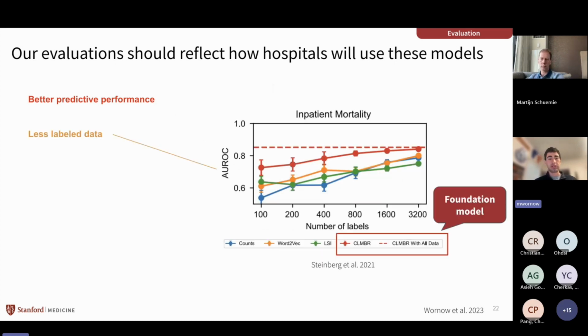The next key purported benefit of these foundation models, in addition to the model just being more accurate, is that they also require less labeled data. This was work from Ethan. The red line here is the foundation model. The x-axis is the number of labeled examples he's giving it, and the y-axis is performance. You see here that the foundation model in red gets close to the ceiling, the dotted red line, at a much faster clip than these other methods. And even at very low levels of labeled examples, its performance is still pretty strong.